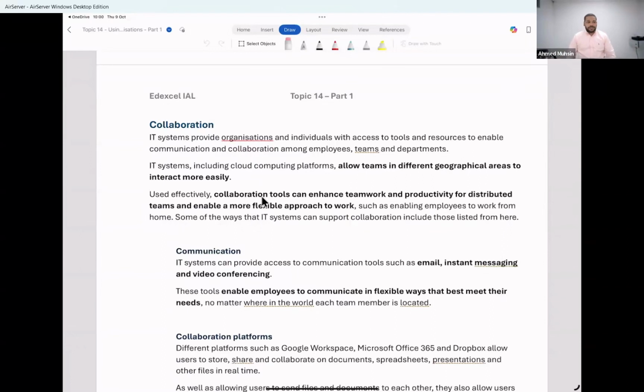What do you mean by flexible? The way they work can change. They can work in ways that they are suitable with, such as enabling employees to work from wherever they are located. Some of the ways that IT systems can support collaboration include those listed from here. So we're going to look at how IT systems can actually support collaboration, just like how we saw IT systems can be used to support operational support. We're now going to see how it can be used in collaboration.